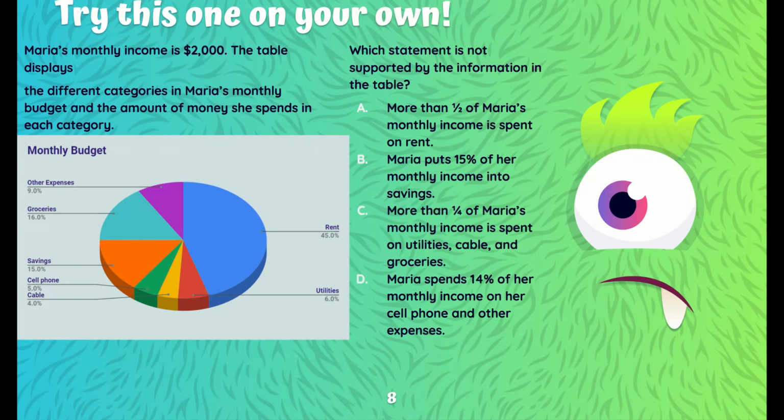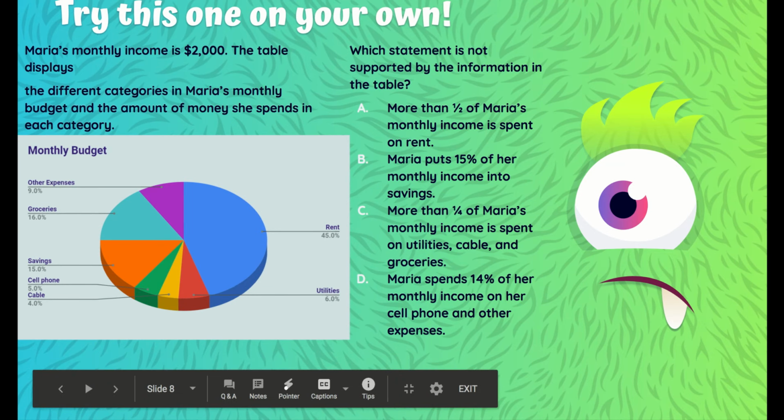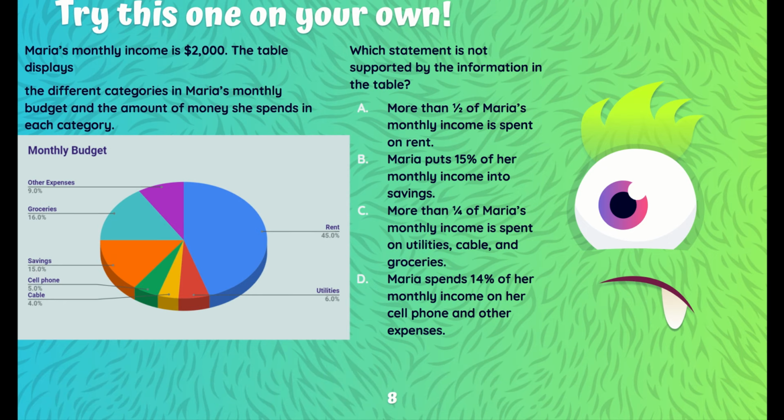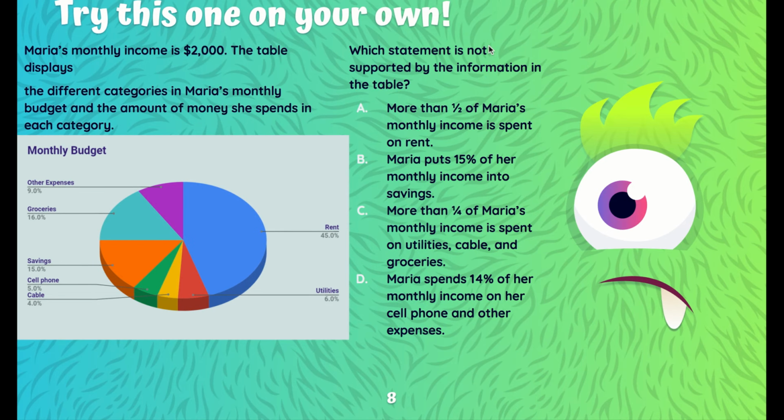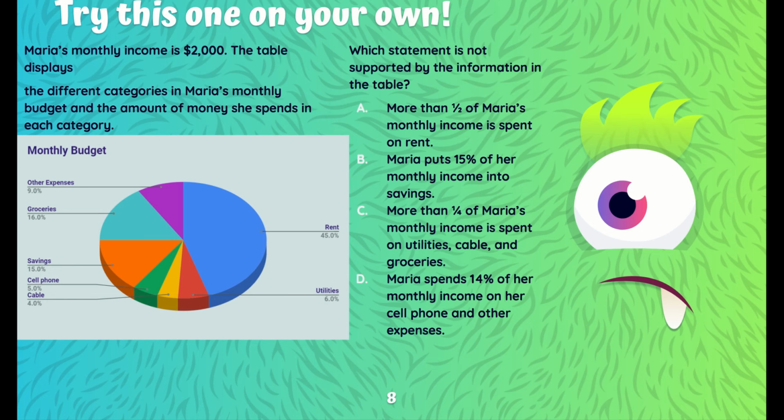I want you to try this one on your own. Again, please take a break in the video and try to work this problem. All right, so it says Maria's monthly income is $2,000. The table displays the different categories in Maria's monthly budget and the amount of money she spends in each category. Which statement is not, keyword, is not supported by the information in the table, right?